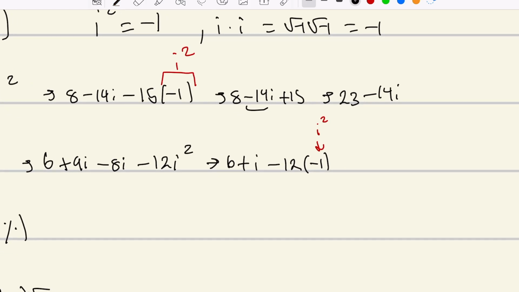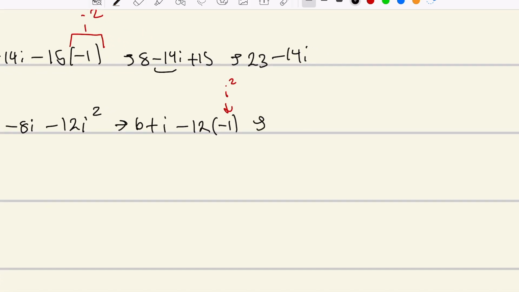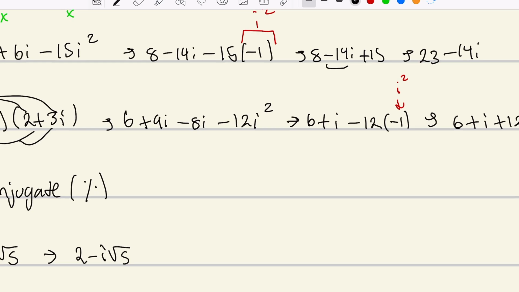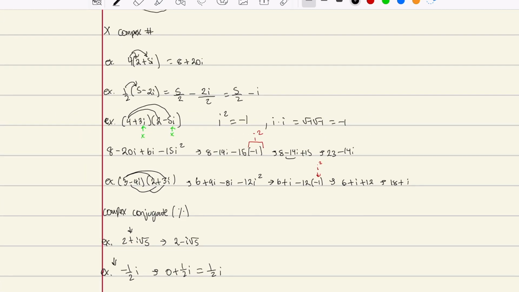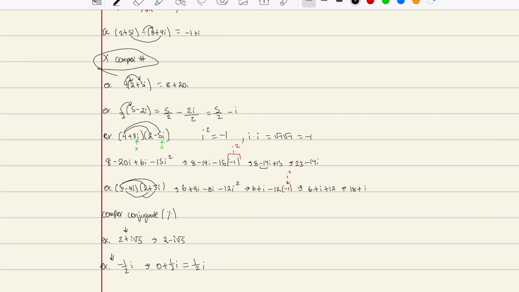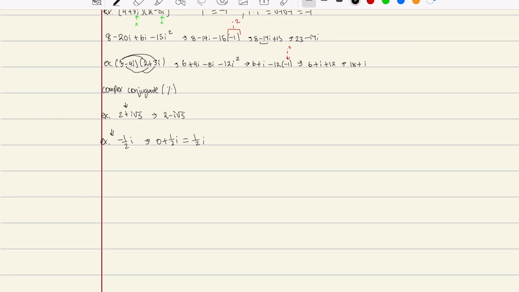A little reminder, which now we get 6 plus i plus 12, right? -12 times -1 is +12. Now we get 6 plus 12 is 18 plus i. Alright, cool. So that's it for multiplying complex numbers.